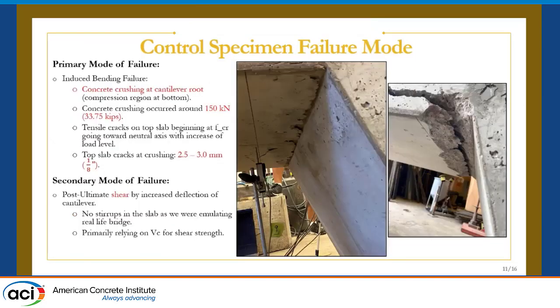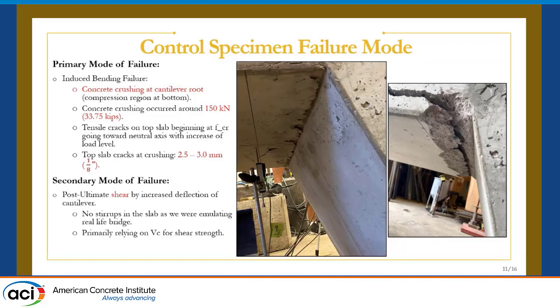In terms of our control specimen, it was a concrete crushing failure, so it's a pure flexural failure, as we wanted it to be. We accounted for that in the design. It was concrete crushing at the cantilever root, as you can see over here, at around 150 kilonewtons for where that load was relative to the cantilever root. There were tensile cracks as expected during service. We accounted for that in the design on our top slab, as there should be. And at ultimate, the top slab cracks were measuring between 2.5 to 3 millimeters.